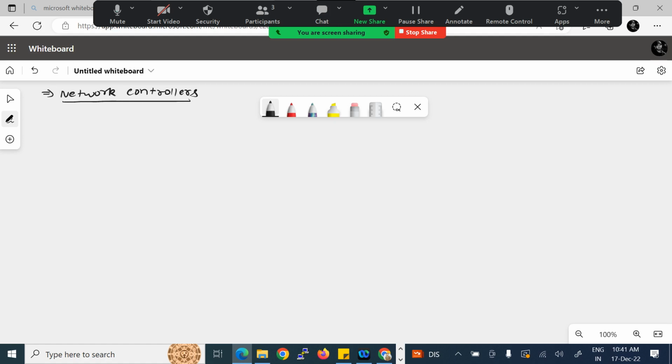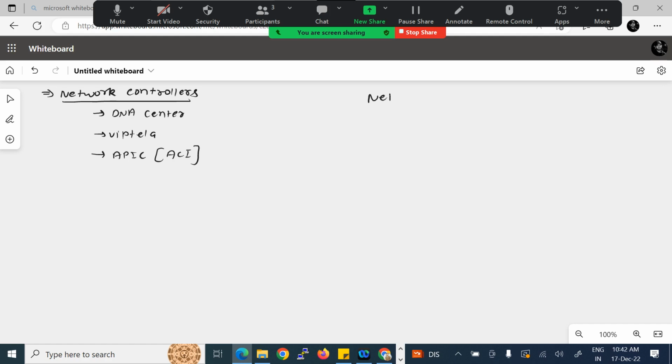Network controllers. Now you have a basic understanding of what a network controller is, what DNA Center is used for, what Cisco Viptela is used for, and what Cisco ACI is used for. This is known as application centric infrastructure as well, ACI. Same thing. So, network control.